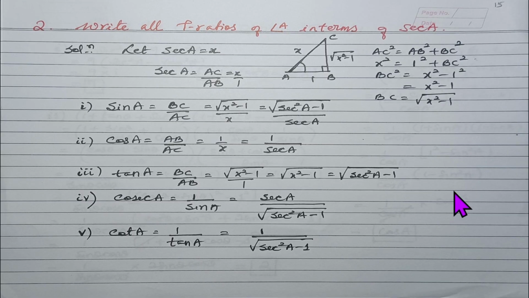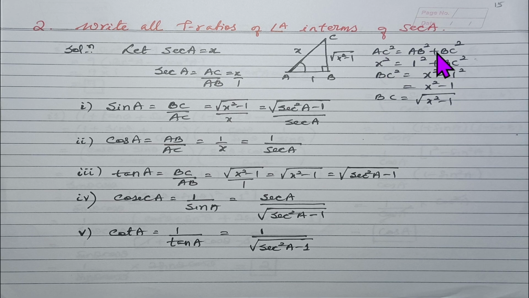Now coming to the next example, we have to write all the T ratios of angle A in terms of sec A. That means we have to write all the T ratios, primary T ratios and secondary T ratios, in terms of sec A. Now let us first assume, let sec A be equal to x. Then what is sec A in this triangle here? Sec A will be x upon 1, AC upon AB becomes x upon 1. Therefore sec A is equal to AC upon AB, so AC is equal to x and AB is equal to 1. Apply Pythagoras theorem, find out BC.